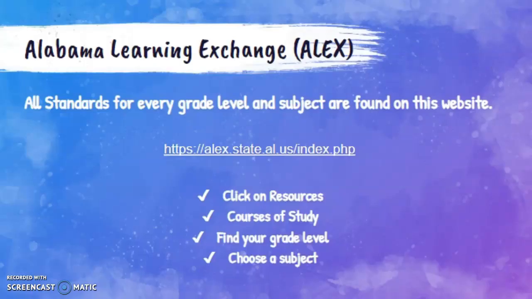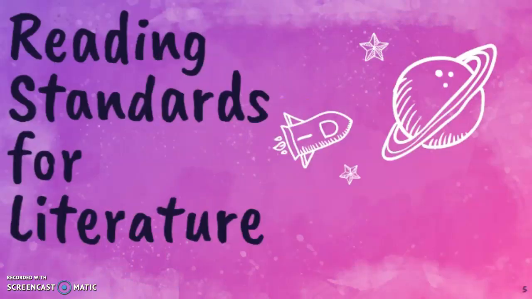You can find all of these standards by visiting this website, the Alabama Learning Exchange, or the ALEX website. You will click on the link and then click on resources, courses of study, find your grade level. All grade levels are listed. Then choose the subject that you're interested in looking in. Today I am only going to tell you about English language arts. We're going to start with reading standards for literature.